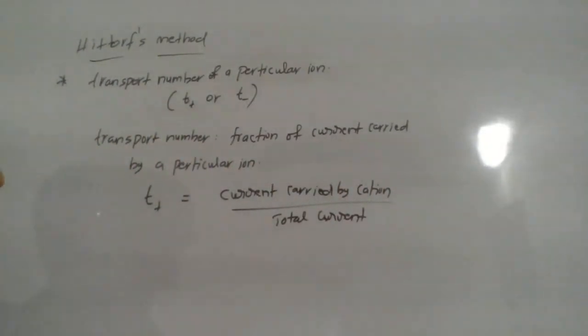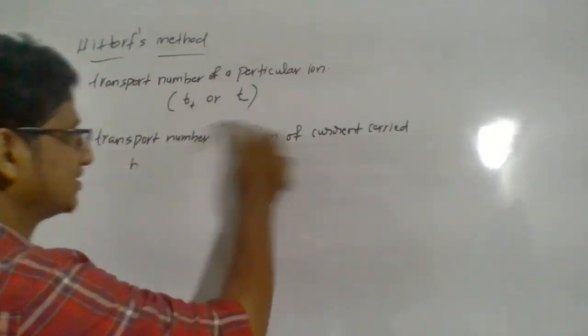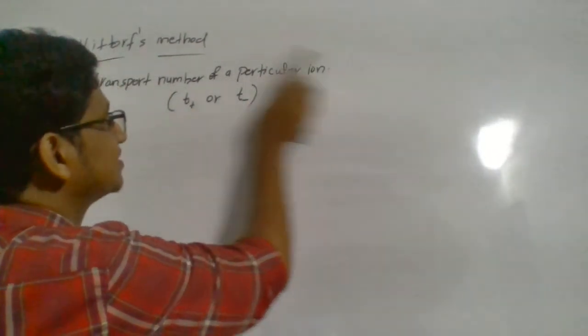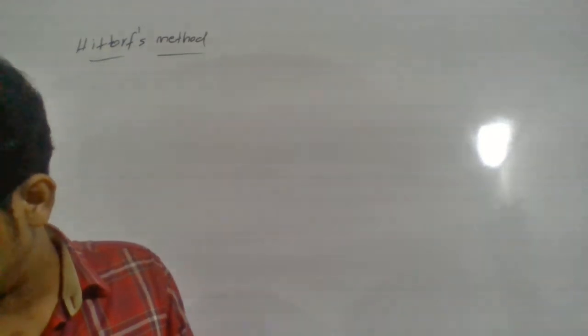For example, take nitric acid. Imagine dilute nitric acid as the electrolyte. It is observed that the H plus ion, which is smaller in size, carries the most part of the current.